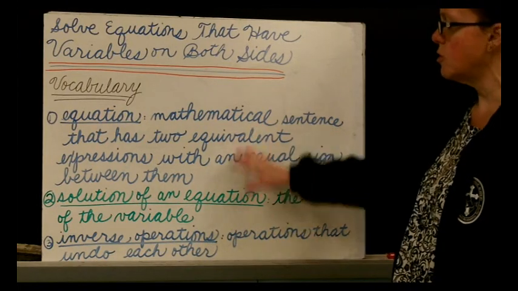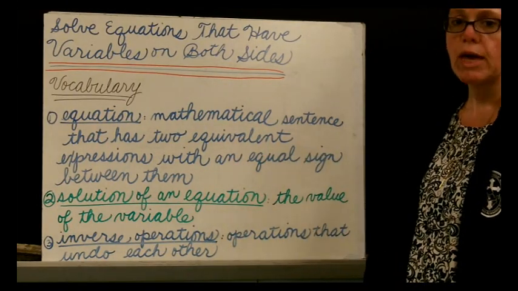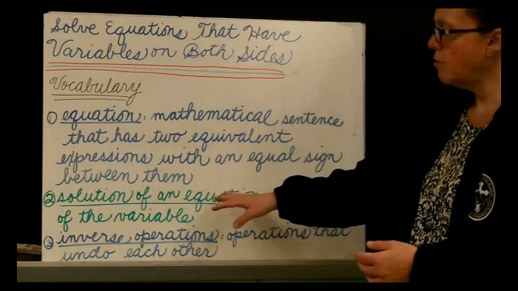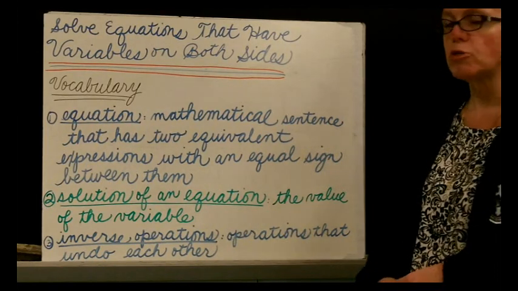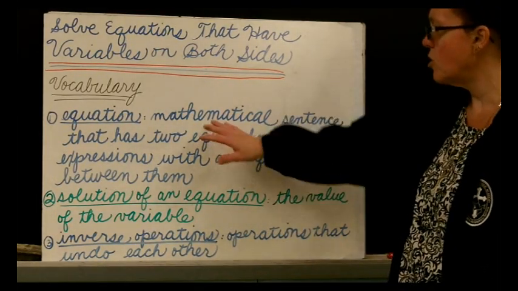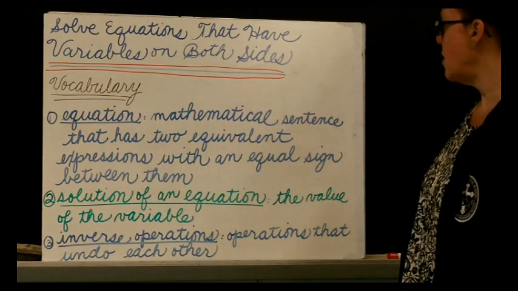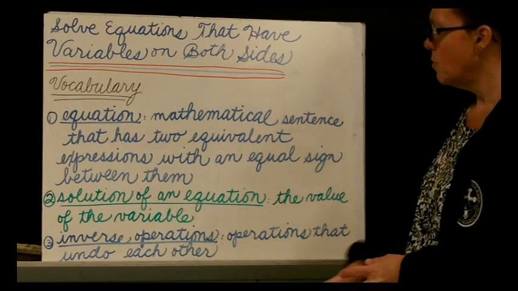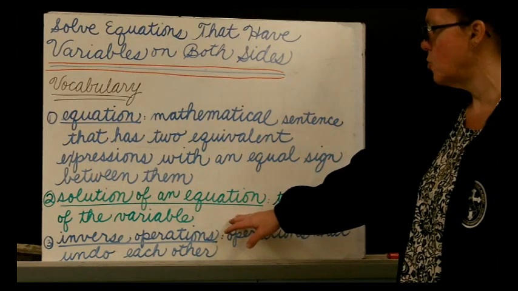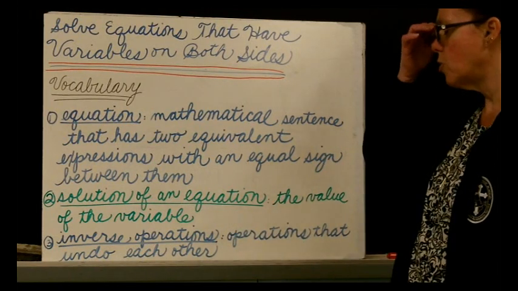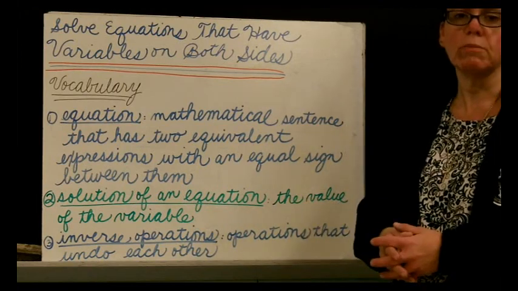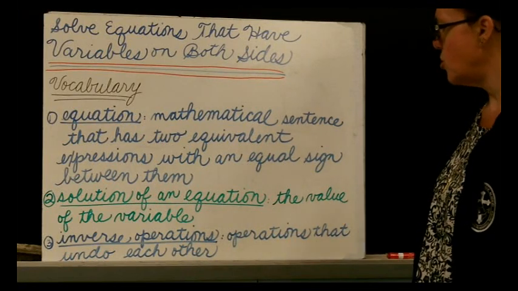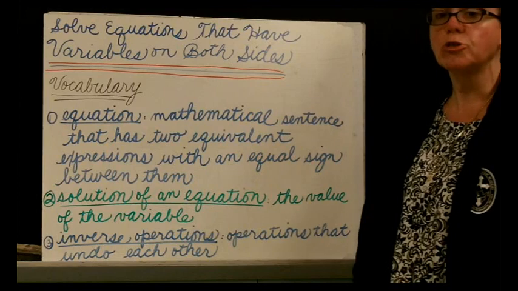Just as we always do, we're going to get started with reading over our vocabulary. And because there isn't really any new skill this time, we have a redundancy in our vocabulary, but it pays to refresh our memories. First, we have the word equation. And you know that an equation is a mathematical sentence that has two equivalent expressions with an equal sign in between them. Our second vocabulary term is the solution of an equation. When we are talking about finding the solution, we're talking about finding out what the value of the variable is. And then finally, inverse operations, which you know are operations that undo each other.